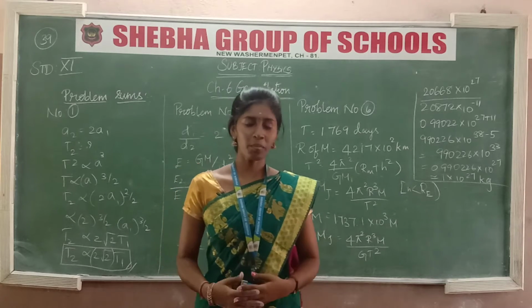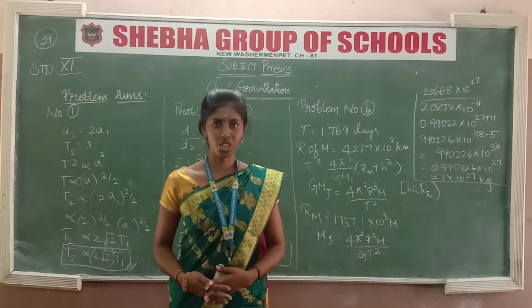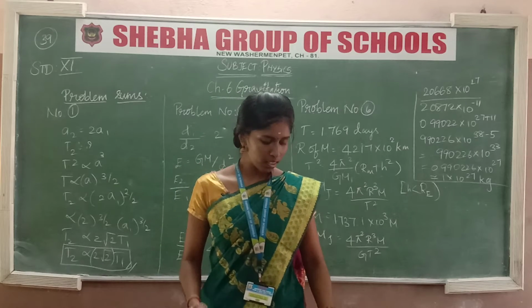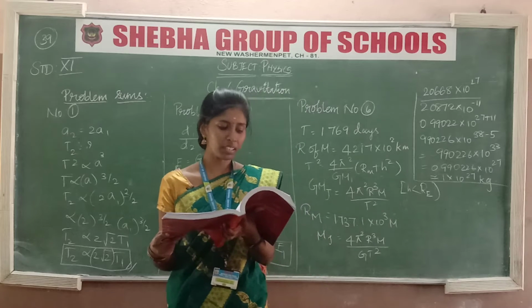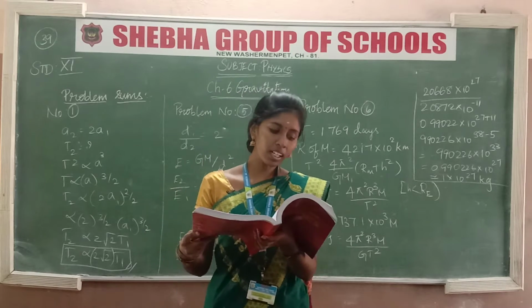Today I am going to teach you the problem sums of the gravitation topic. So the first problem will be taken. An unknown planet orbits the Sun at a distance twice the semi-major axis. So it's twice the distance of the Earth's orbit.